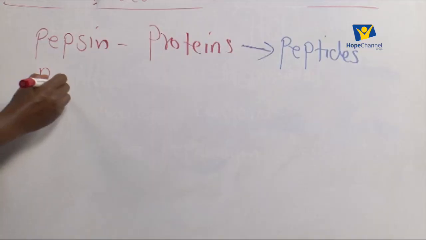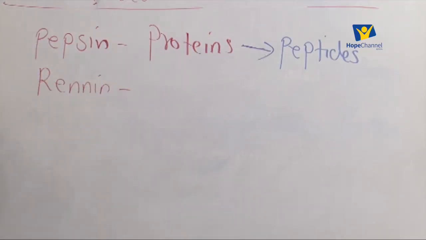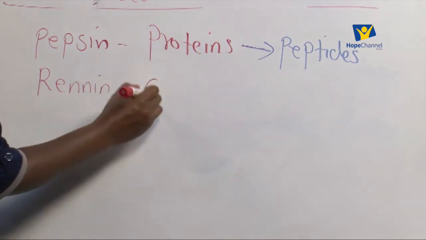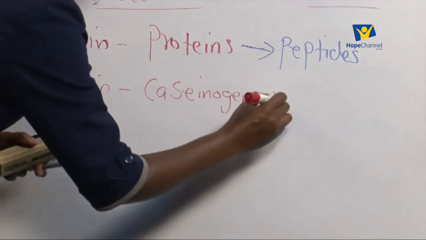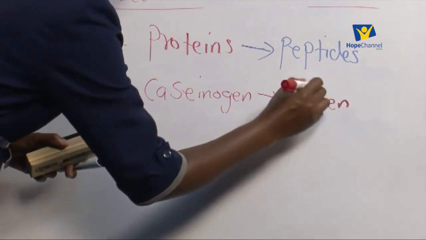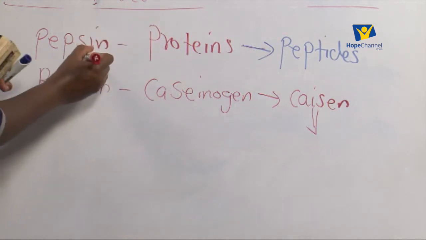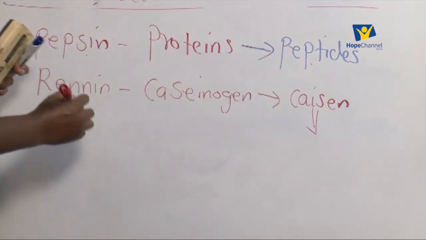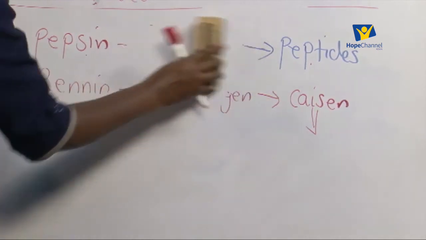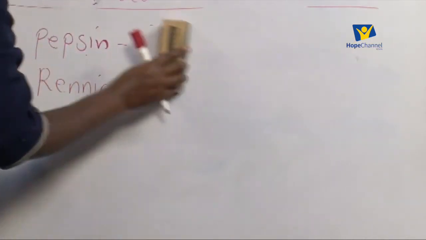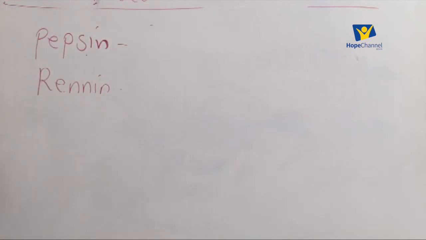Then the renin enzyme converts the caseinogen in milk into casein, such that this can be broken down by pepsin into peptides. So basically, what are we saying? We are saying that renin and pepsin are working on the proteins.